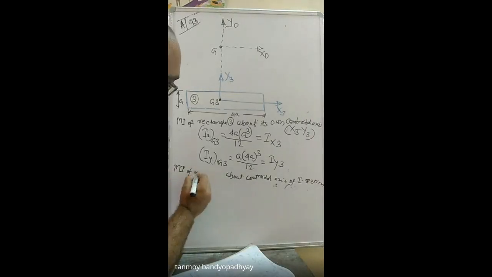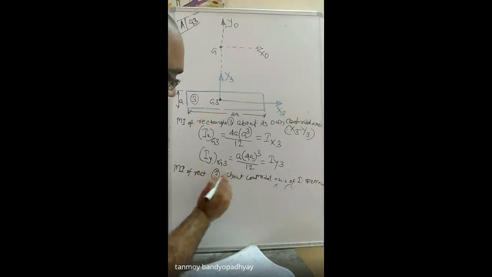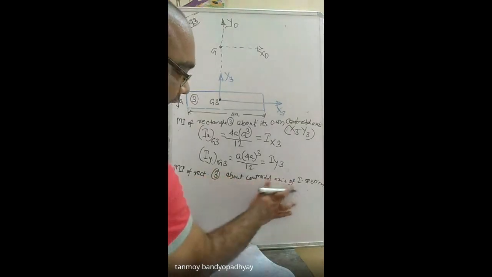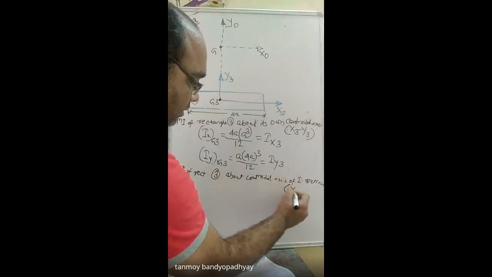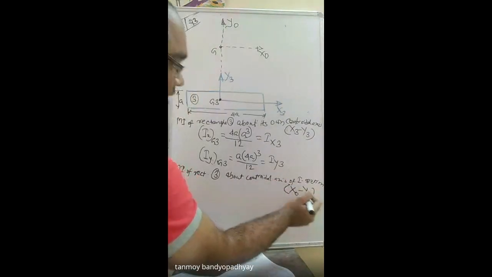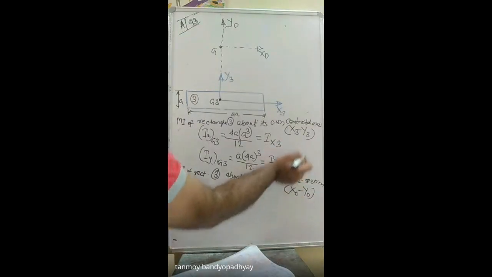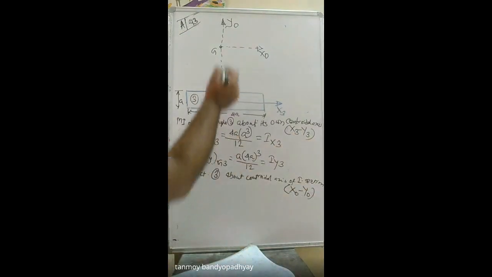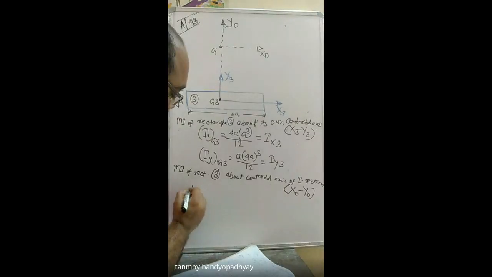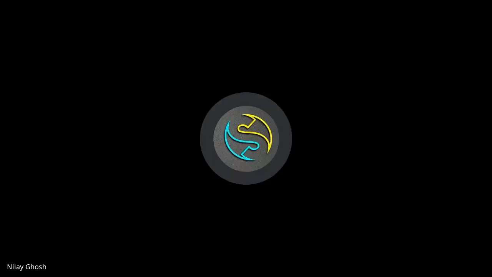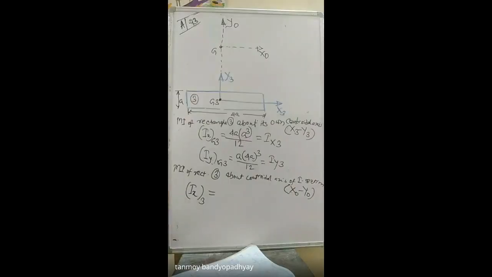Now the MI of rectangle 3 about the centroidal axis of the I section, that is x0, y0. As you can see, x3 and x0 are different, but y3 and y0 are the same. So you don't need the addition for the y-axis. So Iy remains the same, y3 will be equal to y0 itself for this one.